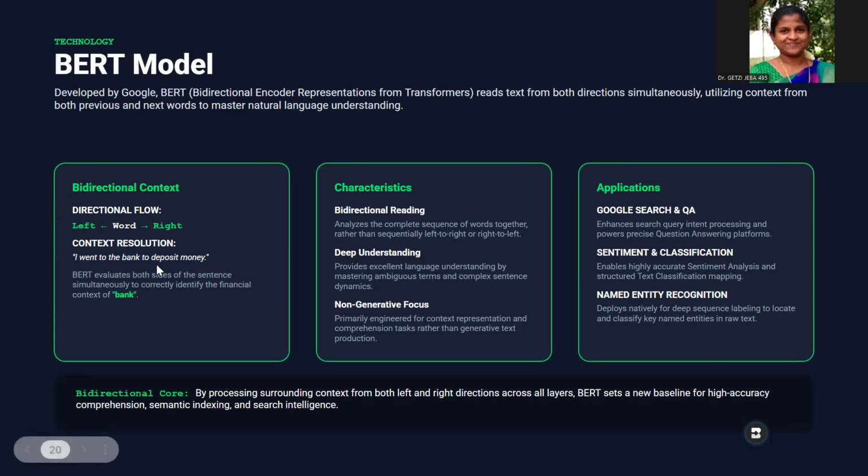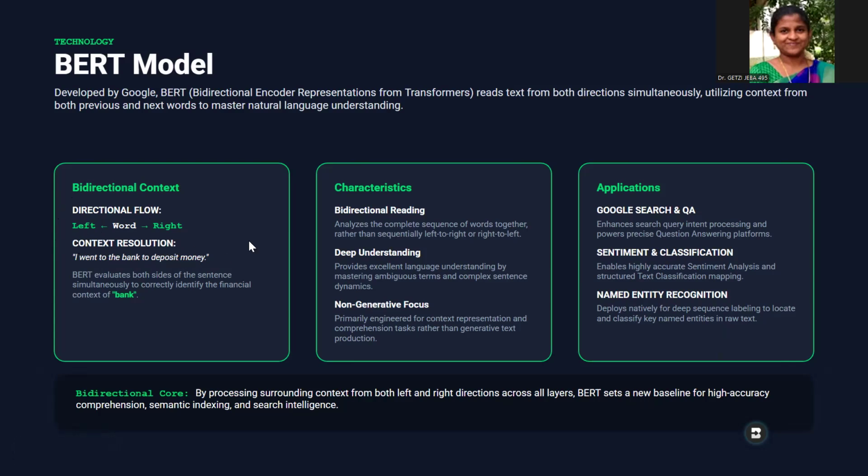For example, "I went to the bank to deposit money." For "bank," it will take "deposit," the word at the right, and "went." So some words like this are taken. And then, because of "deposit," obviously this bank is related to a financial institution. That is how it is understood, right?